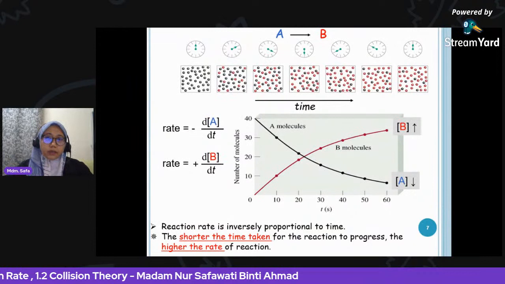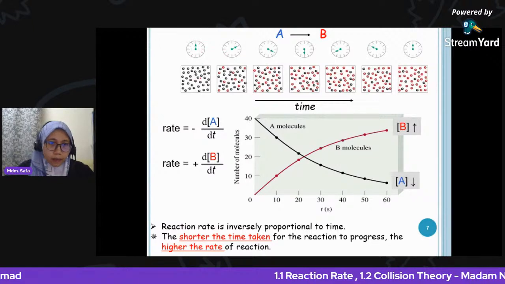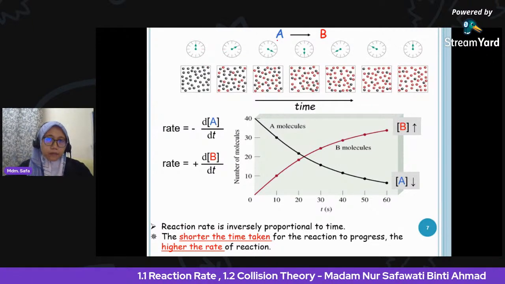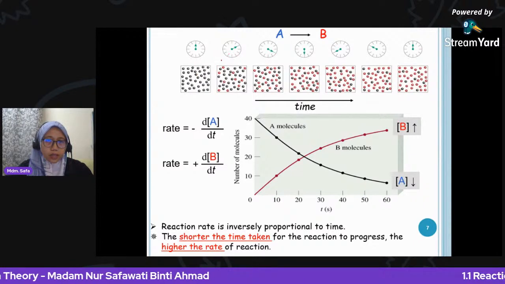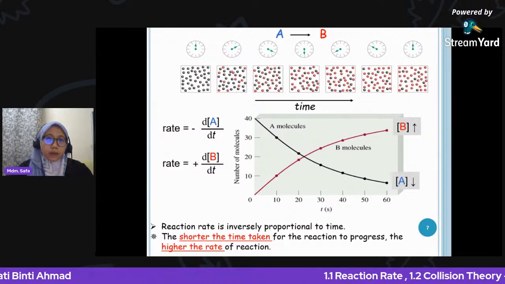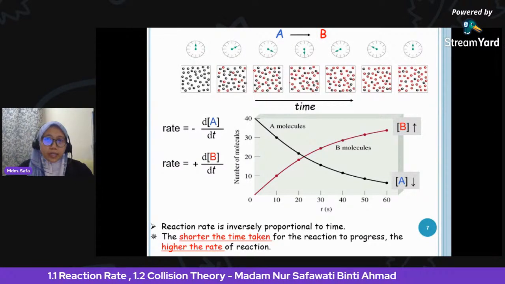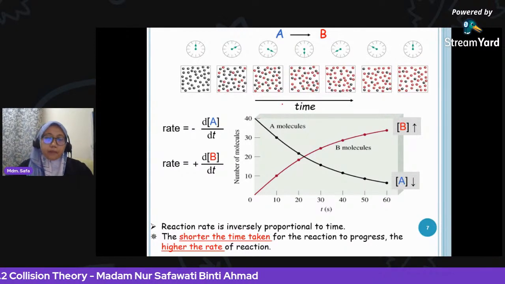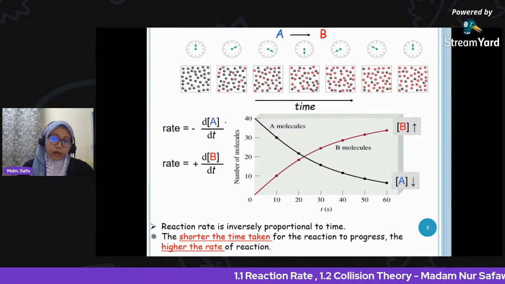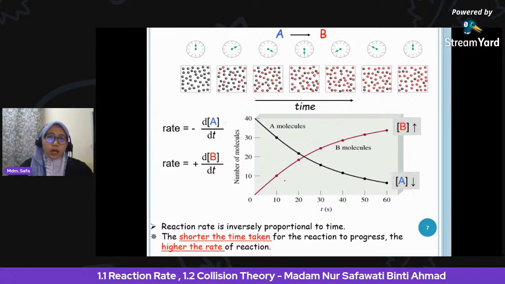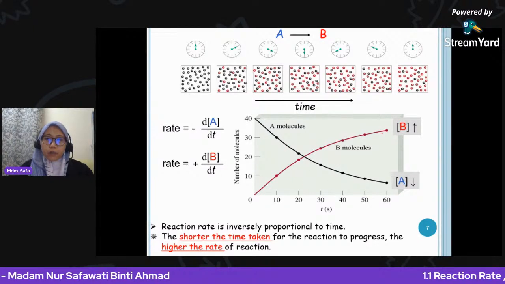For example, as a picture, A produces B. At the beginning, let's say the black dot refers to the reactant, and B is not there yet. As time goes by, the concentration, the red dot, increases, while the black dot decreases. Less and less A, and B increases. So the concentration of the reactant will decrease and the concentration of the product will increase. If we look at the graph, it looks like this: A decreases and the concentration of the product increases.